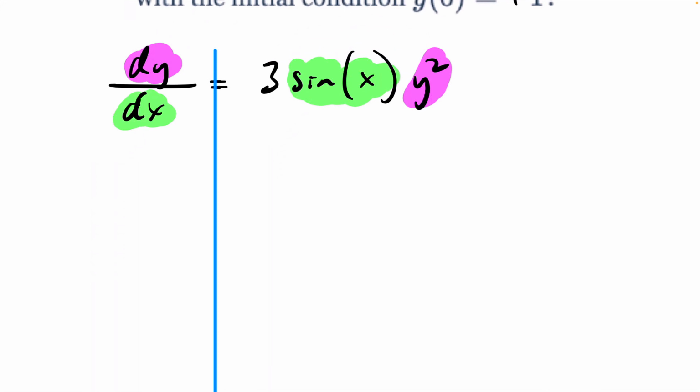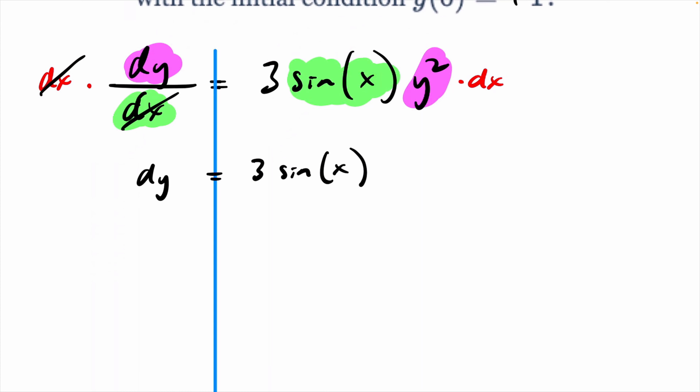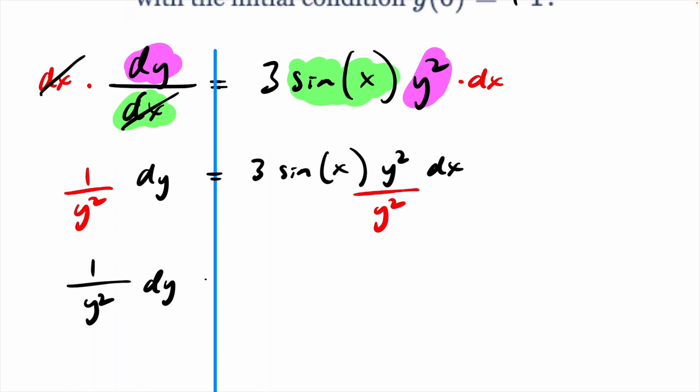Okay. So we need to get the green to the right. Multiply both sides by dx. Okay, I still got a y though. How do I get y to the other side? Divide both sides by y squared. So I get 1 over y squared dy equals 3 sine of x dx.